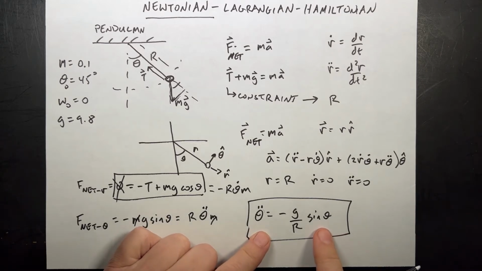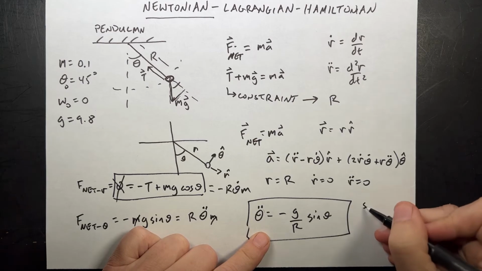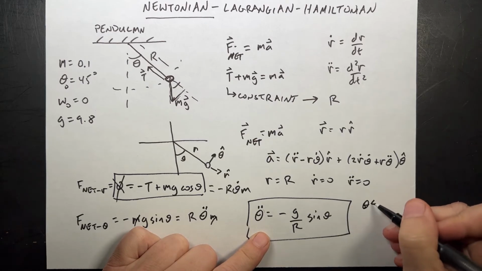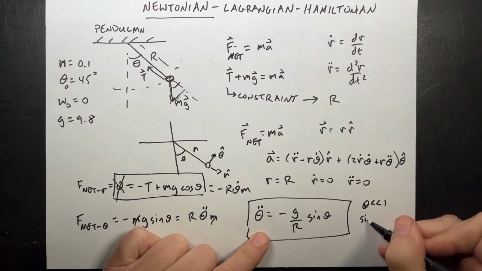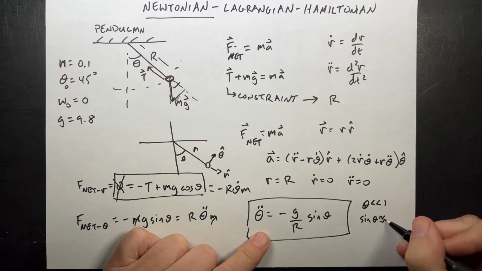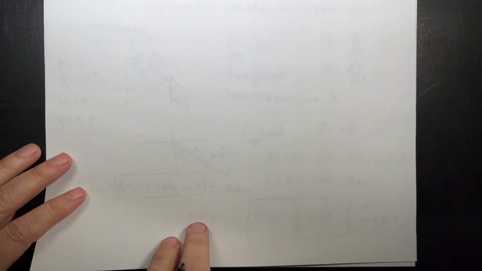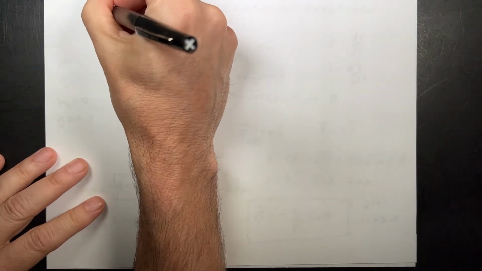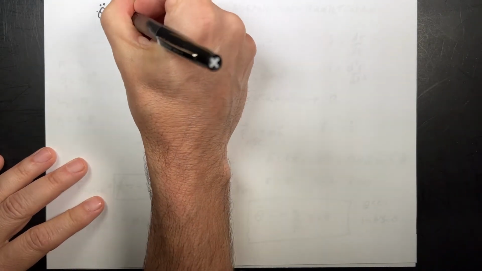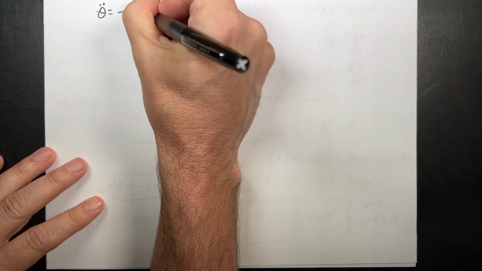In first-year physics, you would say, well, if theta is small, then sine of theta is approximately equal to theta. And then you can turn this into a simple harmonic oscillator. But we're not going to do that. We're going to solve the real version. So here's the differential equation that we have. Theta double dot is negative g over r sine theta.